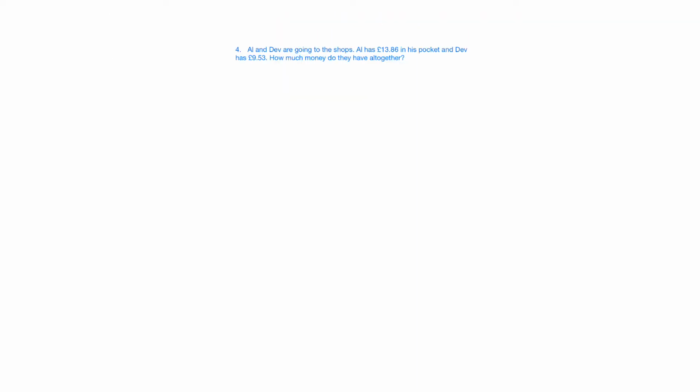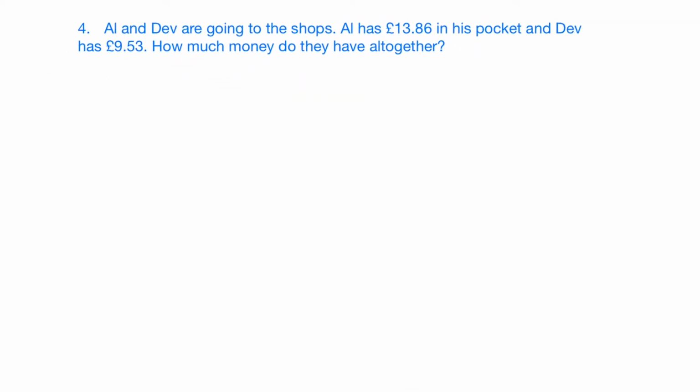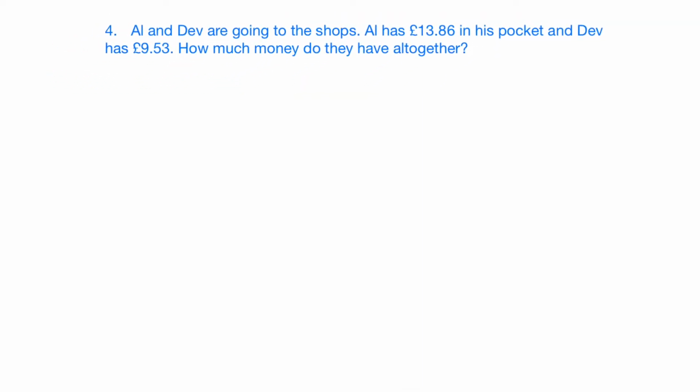Okay. And the last question for today. Al and Dev are going to the shops. Al has £13.86 in his pocket and Dev has £9.53. How much money do they have altogether?